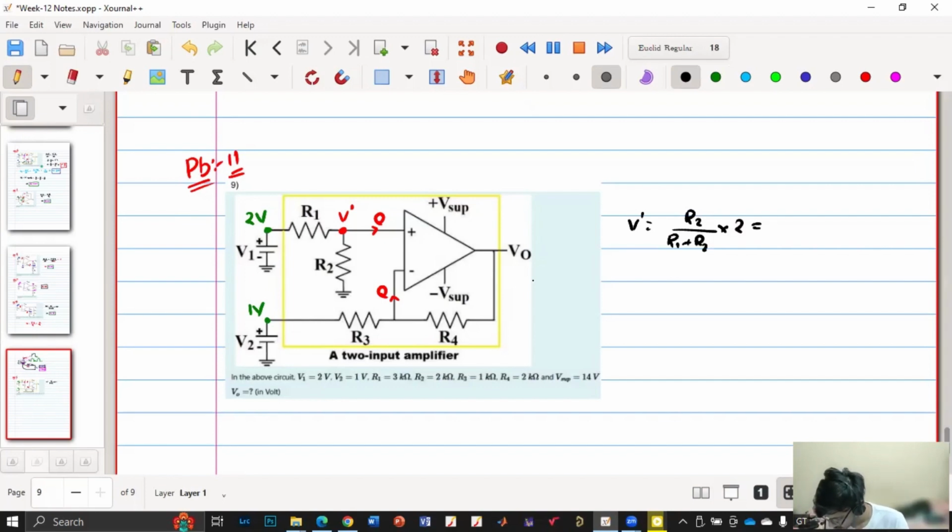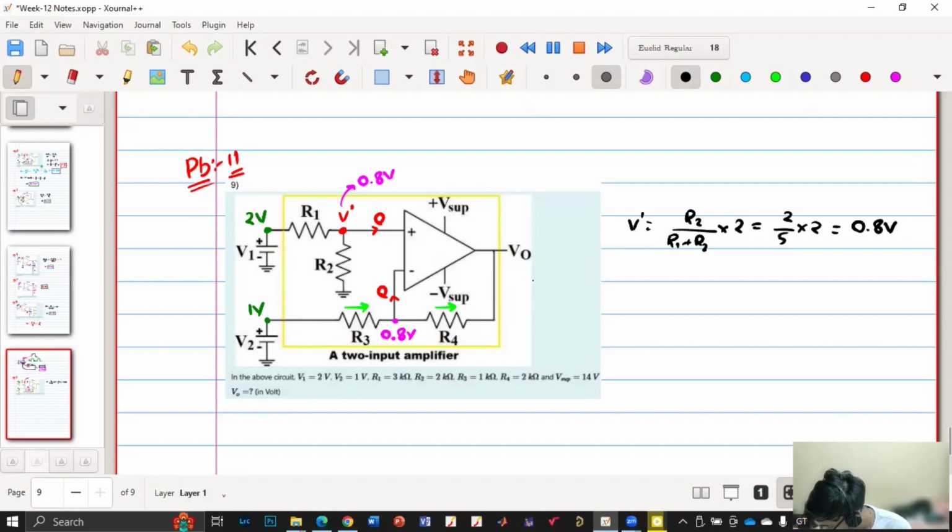So R2 is not V1 by 3, right? It is 2 by 5 into 2, right? So 0.8. Yeah, R2 is 2. Okay, 2 by 5. Yeah. 0.8 volts. So this is 0.8. So if this is 0.8, this is also 0.8, and the current flowing through this will also flow through this.